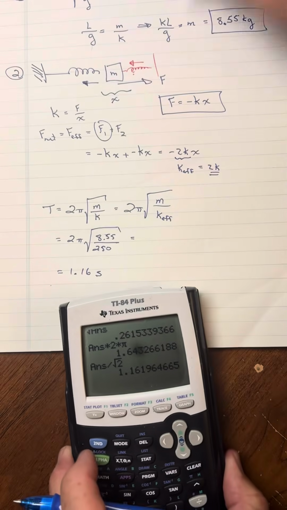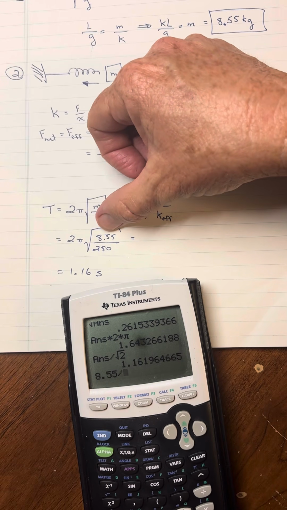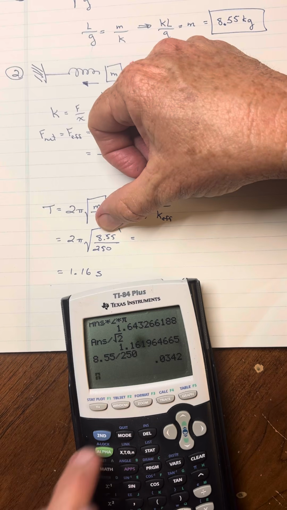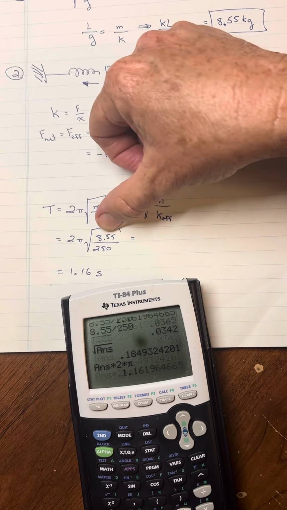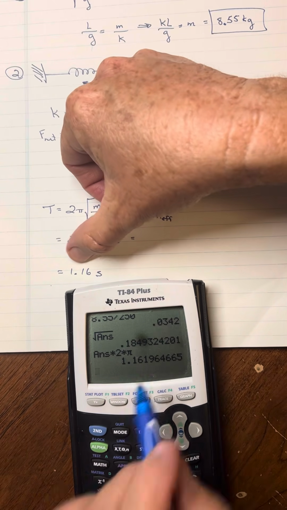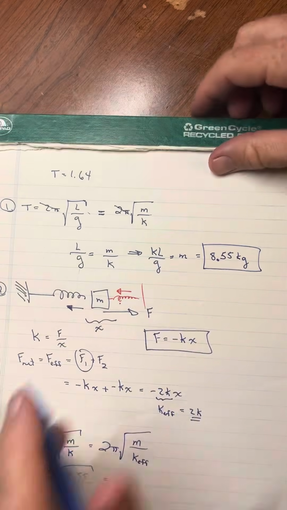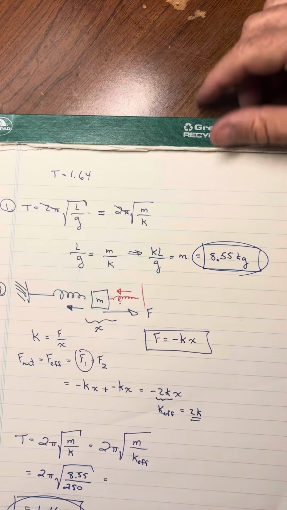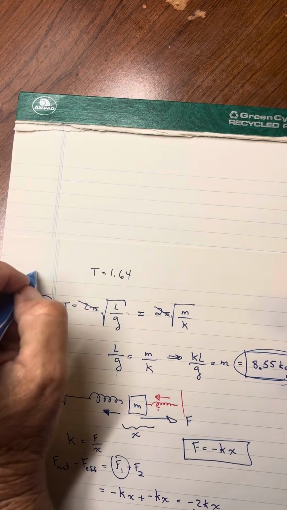Now, just for completeness, maybe I should actually punch these numbers in. 8.55 divided by 250. Take the square root of all of that, times a 2 and times a pi. And yep, there it is. 1.16 seconds. Yay! So there's the answer to part 2, and here's the answer to part 1. Maybe I should have put here 11A. Okay. And so let's go on here to 11B.